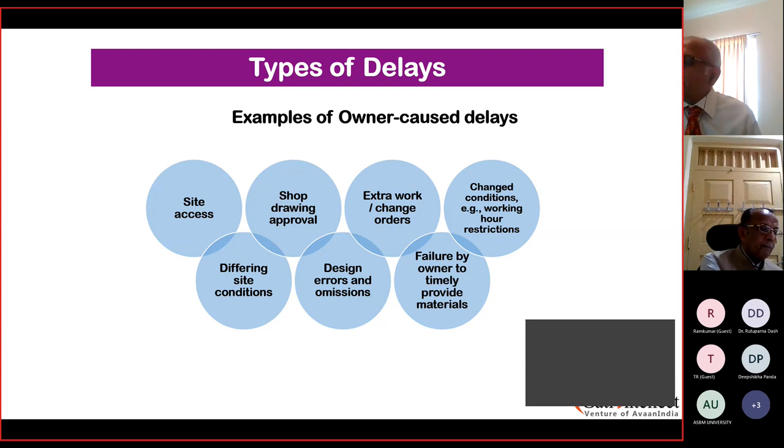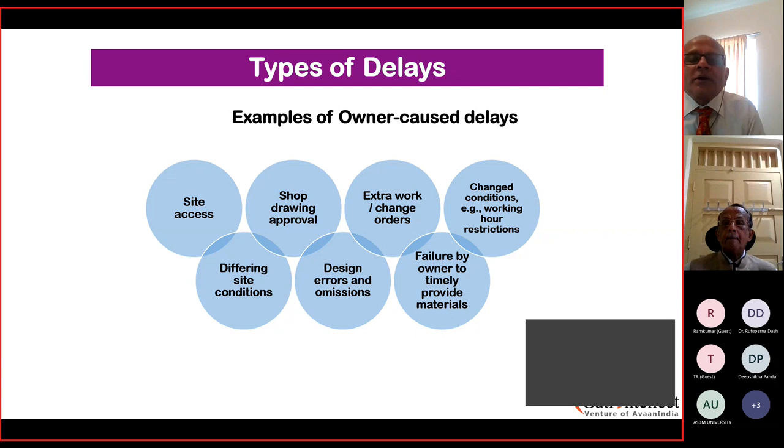Another one could be that as the contract progresses, there is some additional work that needs to be done, which both the parties acknowledge, but there is no change order in place. Like we spoke earlier on day 3 and day 4, it is very essential for a change order to be in place so that the onus of who pays for what, and why the change order has occurred, is absolutely crystal clear, and there is no ambiguity at all.